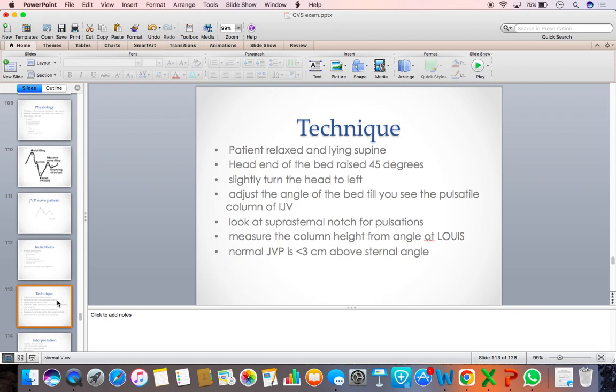So you have got to observe the technique to examine the patient for JVP. So you keep the patient relaxed, lying supine, with head end of the bed elevated to 45 degrees as you have seen in the picture. Slightly turn the head to the left side. The most important point is adjust the angle of the bed till you see the pulsation or pulsatile column of the internal jugular vein. That is, you should have noticed the top of the pulsatile column of the internal jugular vein on the right side.